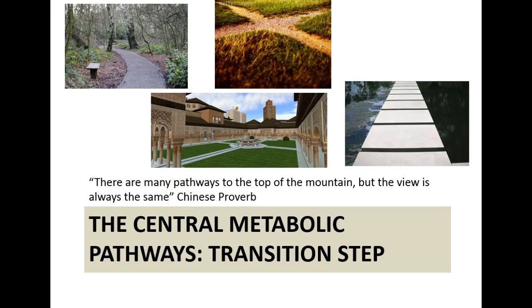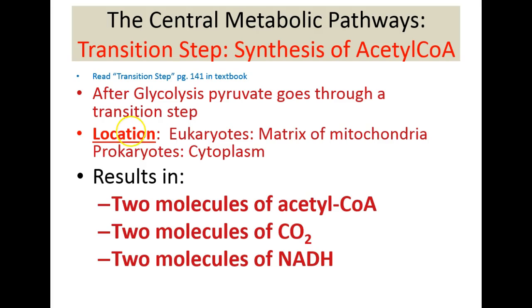This next PowerPoint will take a look at a transition step between glycolysis and the Krebs cycle. After glycolysis, the pyruvate produced is going to go to the transition step. The location of the transition step in eukaryotes is the matrix of the mitochondria. In prokaryotes, the cytoplasm.